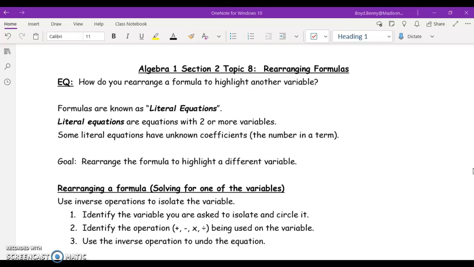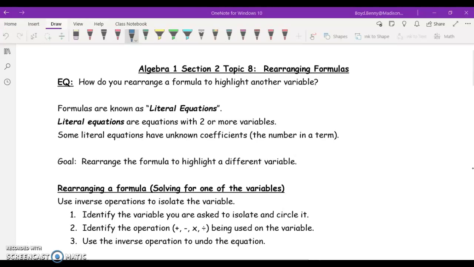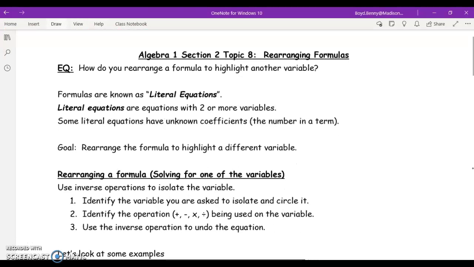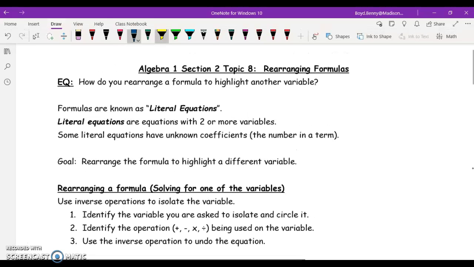Specifically, we're still working with equations, except today we are going to take a look at rearranging a formula to highlight a different variable. So we want to rearrange formulas that you've probably seen before, such as volume formulas, area formulas, except we want to rearrange those so that a different variable is highlighted or isolated.